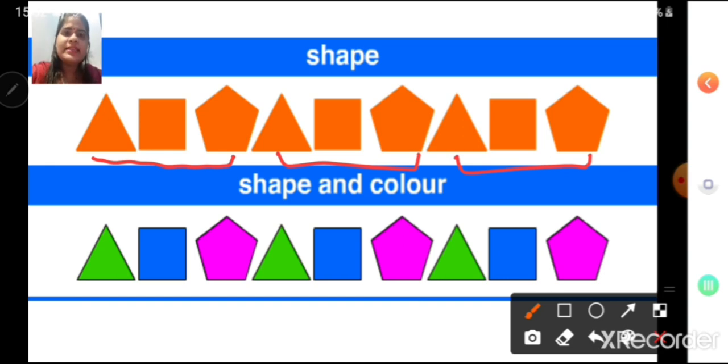So I can observe a pattern here. If I want to write the next pattern, I will make a triangle, then a square and then a pentagon, correct? And that's how it will go on. The next one is shapes and colors. Here you can see that the triangle has green color, the square has blue color and the pentagon has pink color. So again it is repeating and the colors are also repeating.